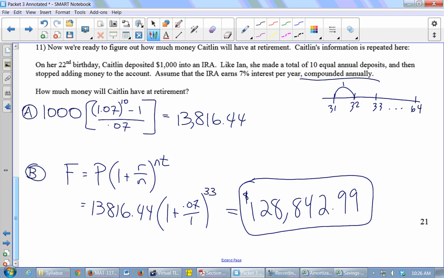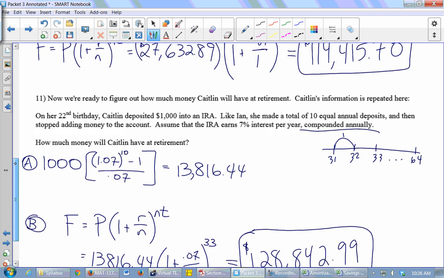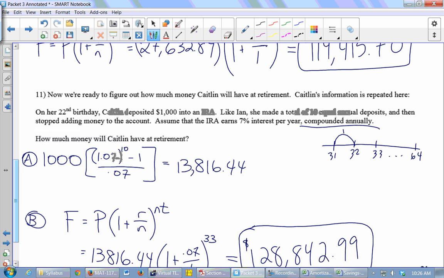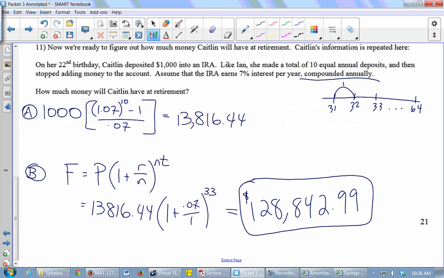So I end up with $128,842.99 compared to Ian's $114,415.70. Why do I have so much more? I started investing earlier. I invested half as much, but because it had longer to grow, I ended up with more money. So the moral of the story is invest right now, right? The sooner you do it, the better.